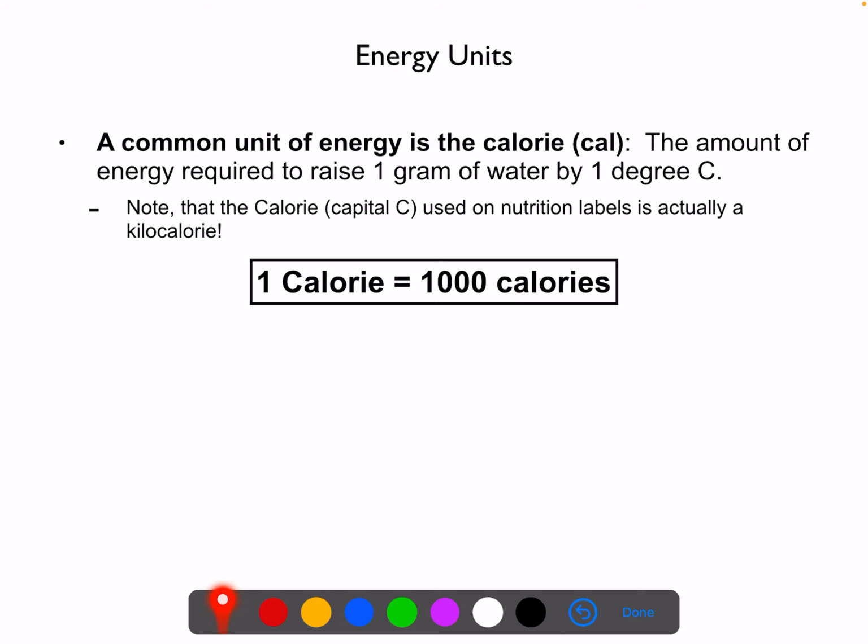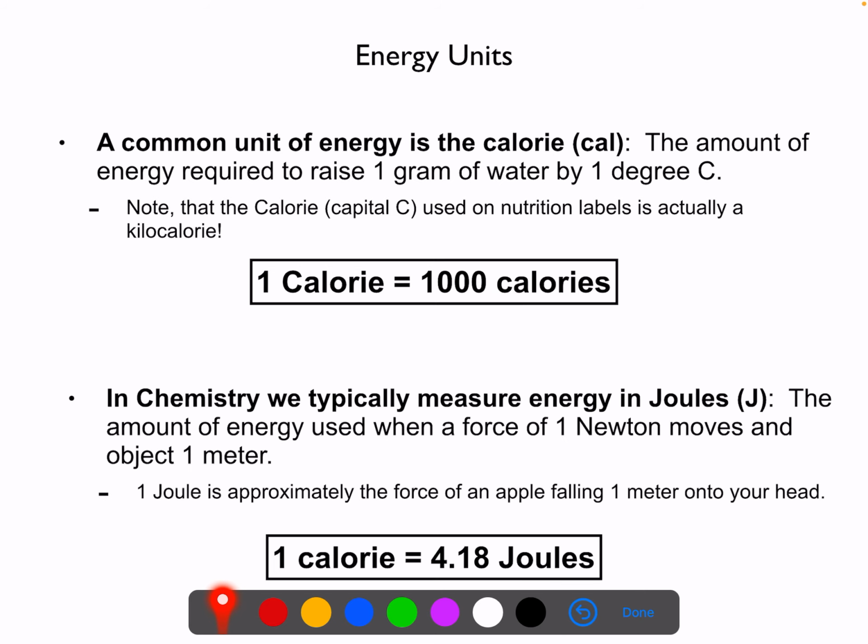In chemistry and physics, what we'd use more often than calorie is the joule. So joule gets a capital J, and 4.18 joules is equal to 1 calorie. To give you a little idea of what a joule is, if you dropped an apple 1 meter onto your head, the force that you felt on your head is approximately 1 joule.